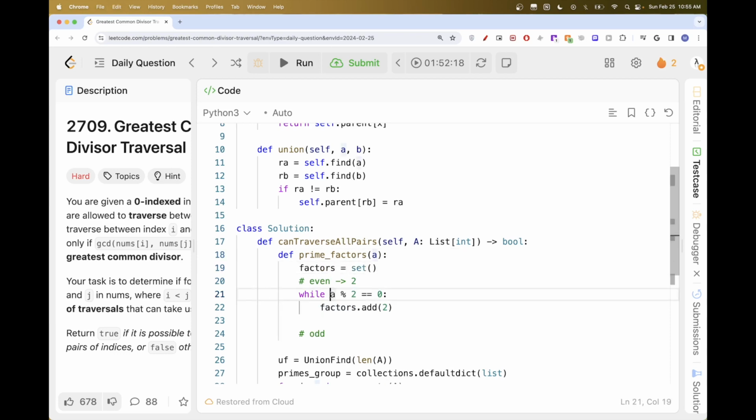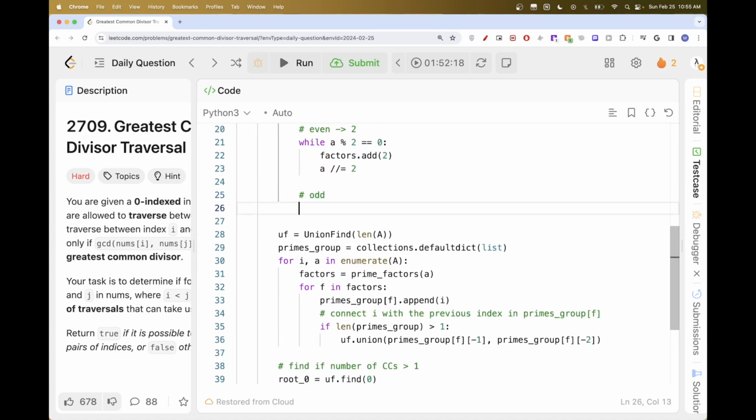We need to define these factors here as a set. But the other thing is, we want to check here only the odds. So let's keep dividing by 2 until it's no longer divisible by 2. For example, 8, you can divide it by 2 once to get 4, and then another one to get 2, and then another one to get 1. So we want to keep dividing until it's no longer even.